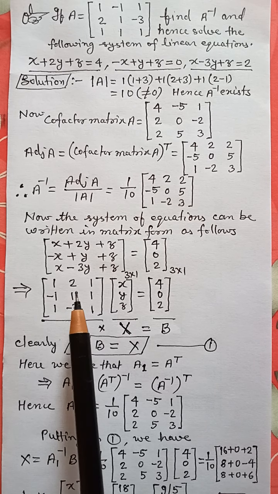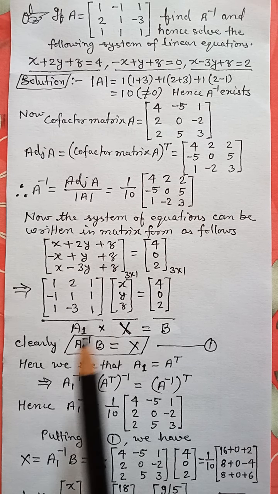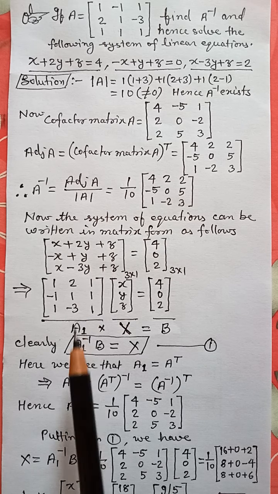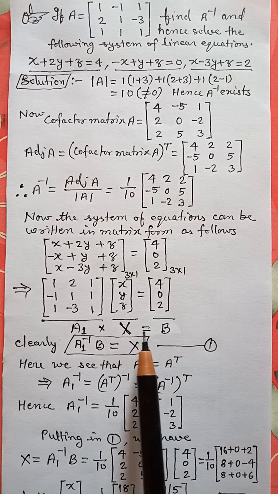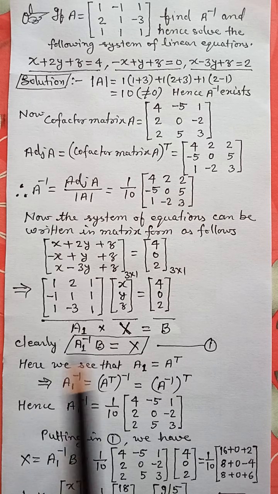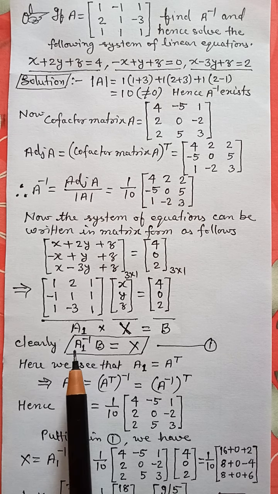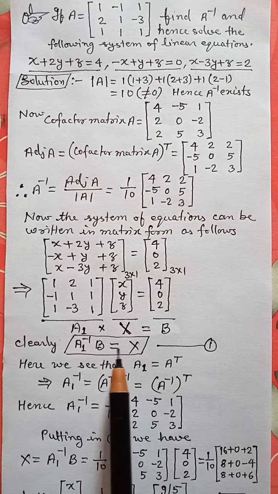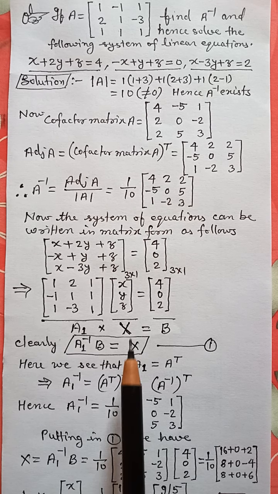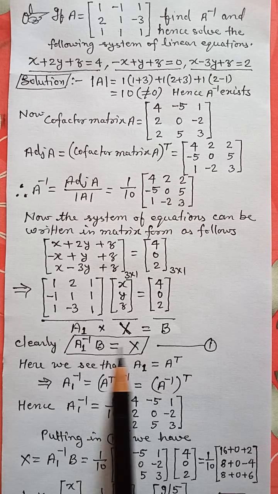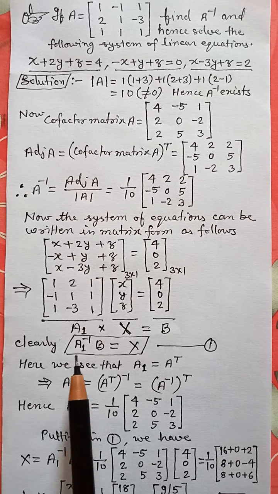Let us write this A1, this is X, this is B. Therefore, this equation is A1 multiplied by X is equal to B. Now multiplying this matrix equation by A1 inverse, we have A1 inverse B is equal to X. That means X is equal to A1 inverse B, and this is our solution.